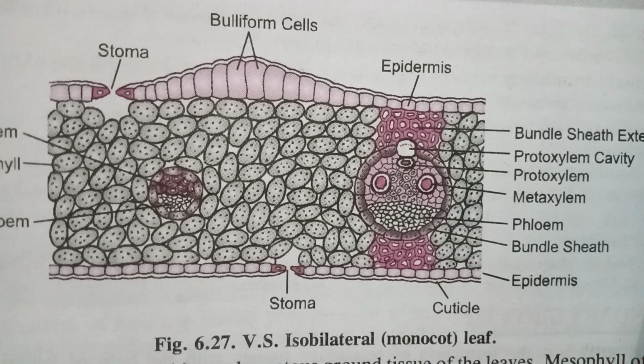So I hope these two types of leaf anatomy are clear to you. Go through the diagrams and each and every term properly. Study the comparison differences properly. If you find any problem in any line or any word, let me know.